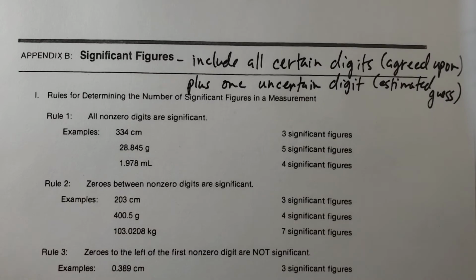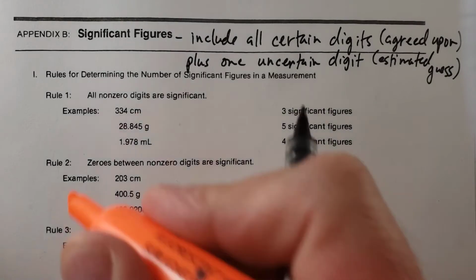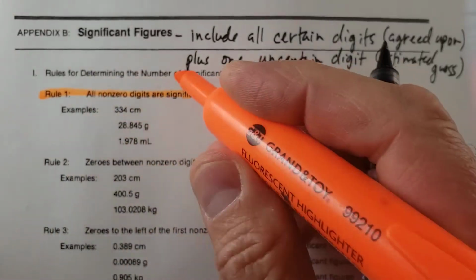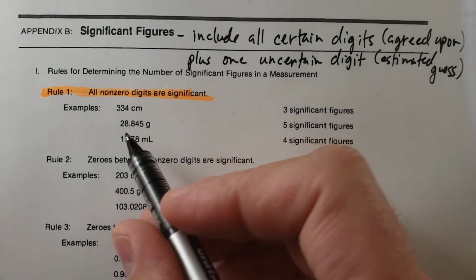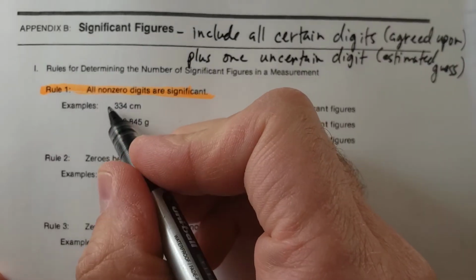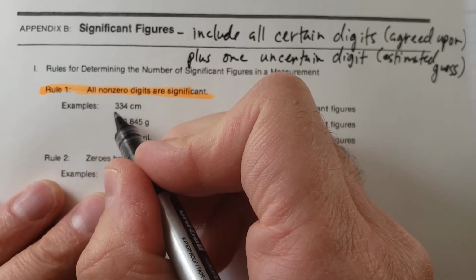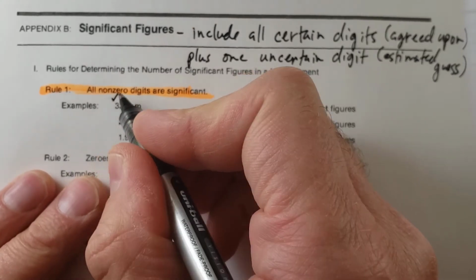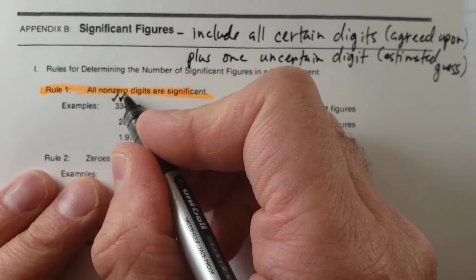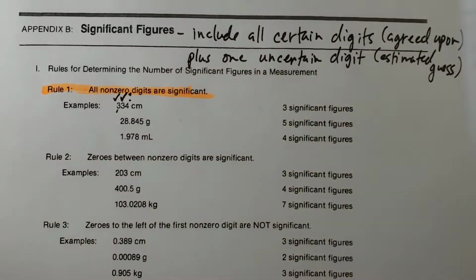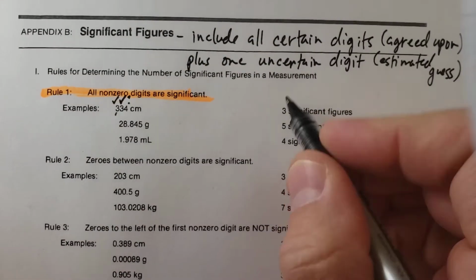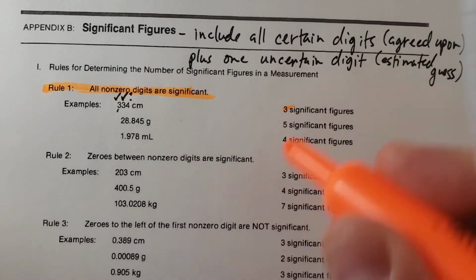So if we take a look, there are around 5 rules that we need to know for significant digits. So the first one is that all non-zero digits are significant. For example, in a number like 334 centimeters, by looking at that measurement, we can tell that everyone agreed upon the 3 in the hundreds place, the 3 in the tens place, but the last digit there would have to be a guess. So the last digit is always a guess. So 1, 2, 3, we have 3 sig figs.